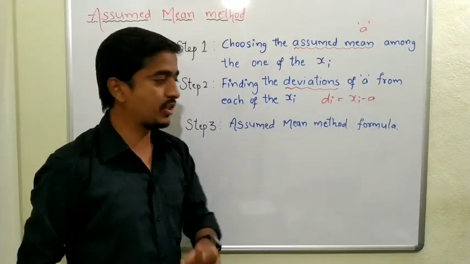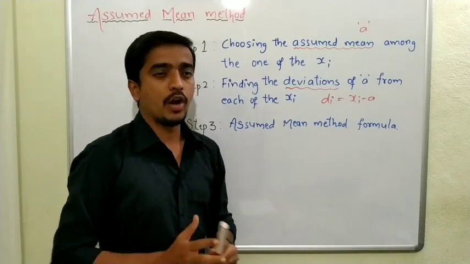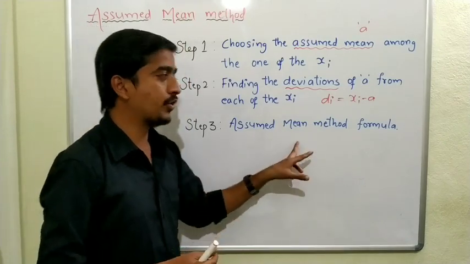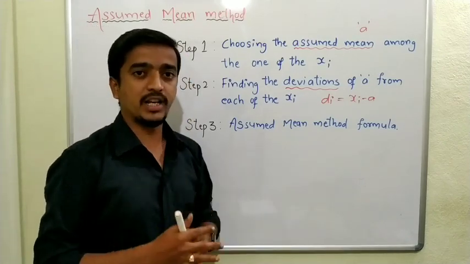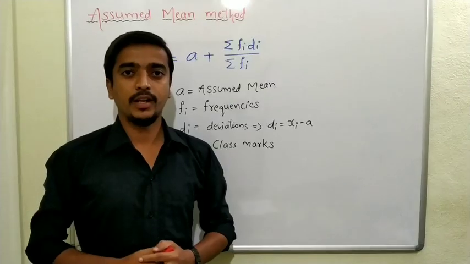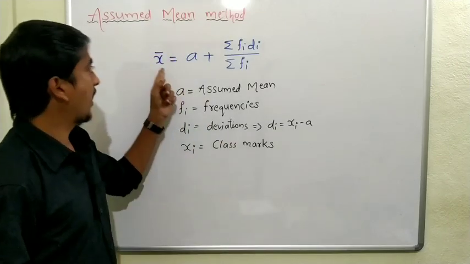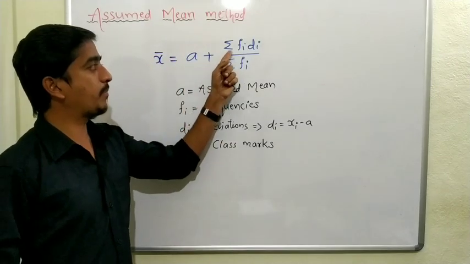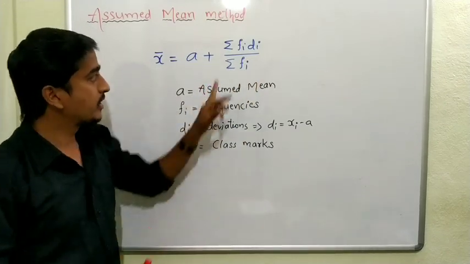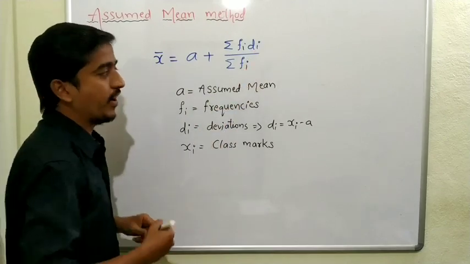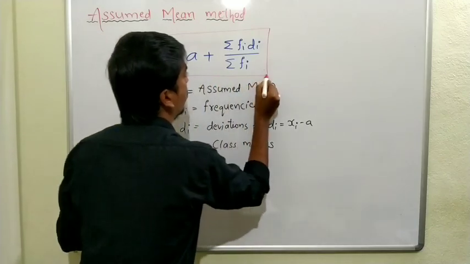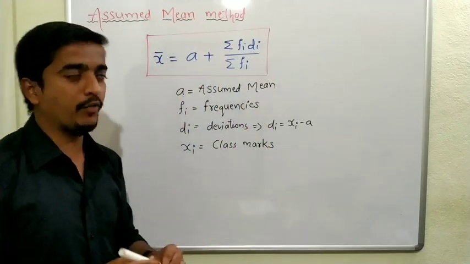Finally, the third step is the assumed mean method formula. After finding the assumed mean and the deviations, we have to substitute these values in the assumed mean formula. The assumed mean method formula is x bar equals a plus sigma fi di by sigma fi. To find the mean by the assumed mean method, we can use this formula.